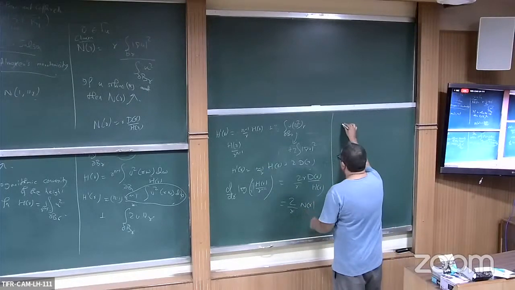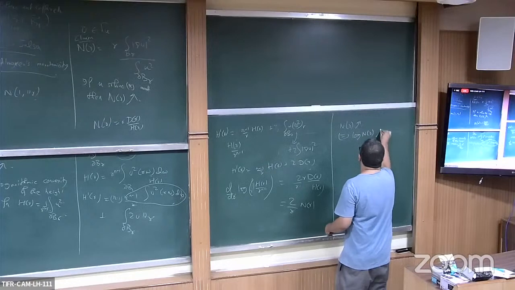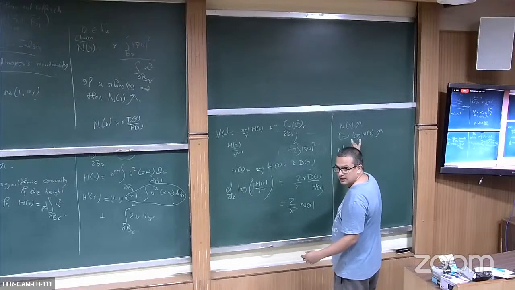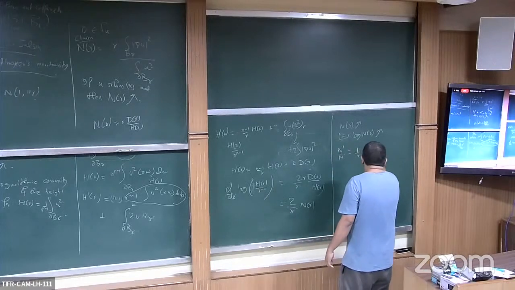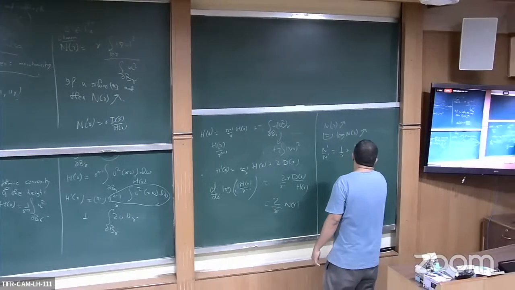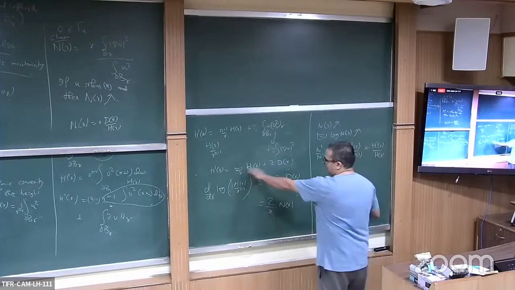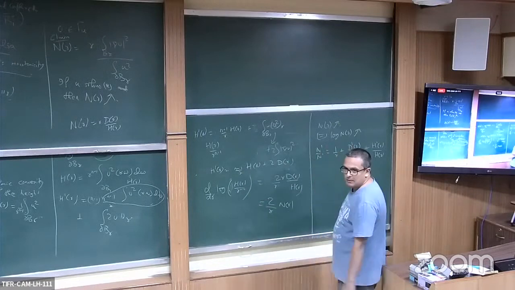So instead of showing N of R is monotone, I will show that log of N of R is monotone, because this is more convenient. So first we have to compute N prime by N, which is the logarithmic derivative, and this equals 1 over R plus D prime of R by D of R minus H prime of R over H of R. H prime has been computed, so I don't need to bother. I just need to look at D prime of R.